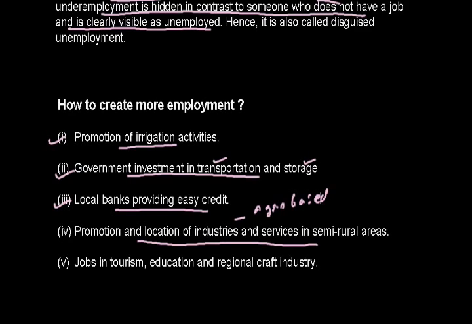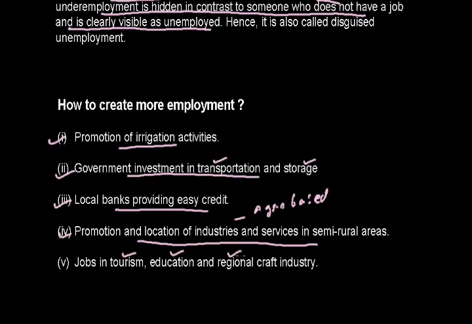Same with services. If we talk about services, we can talk about three points: the jobs in tourism, the jobs in education, and the jobs in regional craft industries. The people residing in the rural areas are very good craftsmen. They can produce a lot of handicrafts. So if these types of craft industries are promoted in the rural areas, and if we can generate employment and develop a market for them, they will be self-sustained. They can produce things and contribute to the GDP.